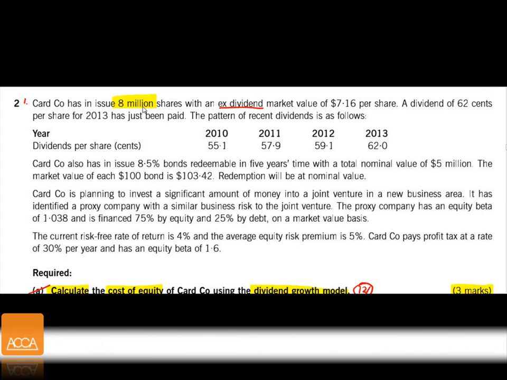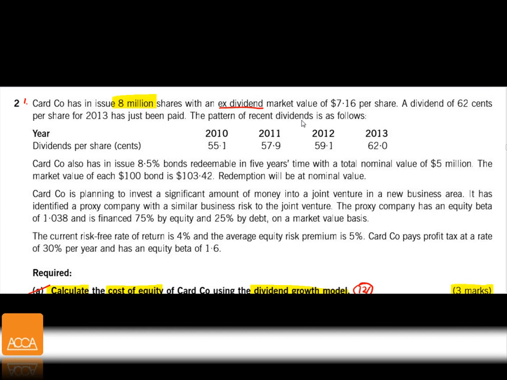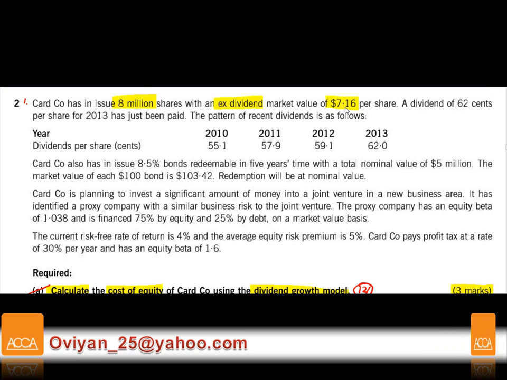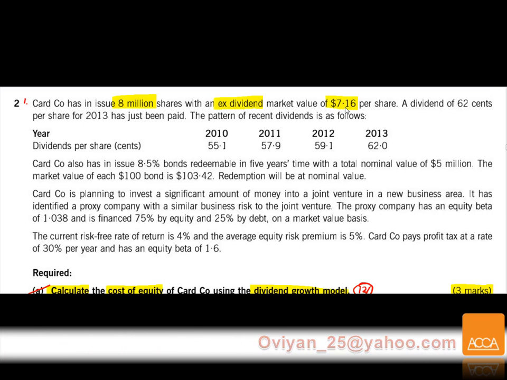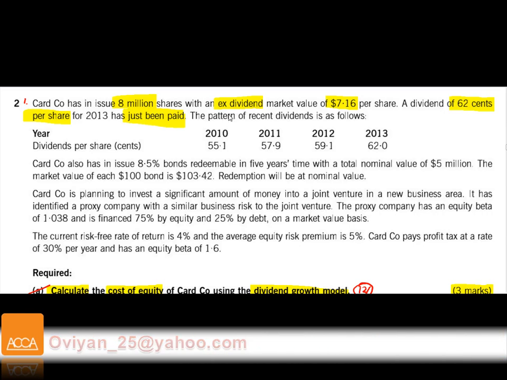Very important. In financial management, just look for the number of shares, which is already given. Then you're told the ex dividend price. That is good. If it's a cum dividend price, then you have to be careful and take the dividend out of the price. In this case, it's fine. 7.16. A dividend of 62 cents per share, so it's per share, has just been paid. Just been paid means the price is an ex dividend price. Even if they didn't give you the words ex dividend, it's ex because of the words just been paid.